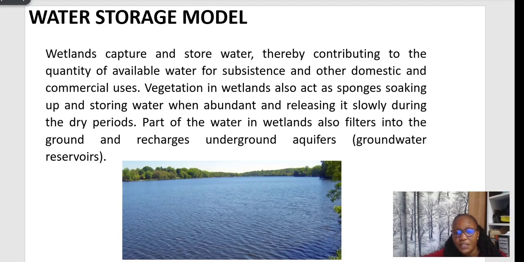Vegetation in wetlands acts as a sponge, soaking up and storing water when abundant and releasing it slowly during the dry periods. Part of the water in wetlands filters into the ground and recharges underground aquifers.